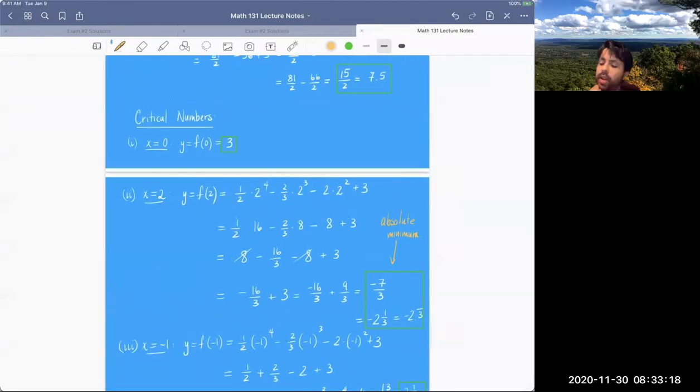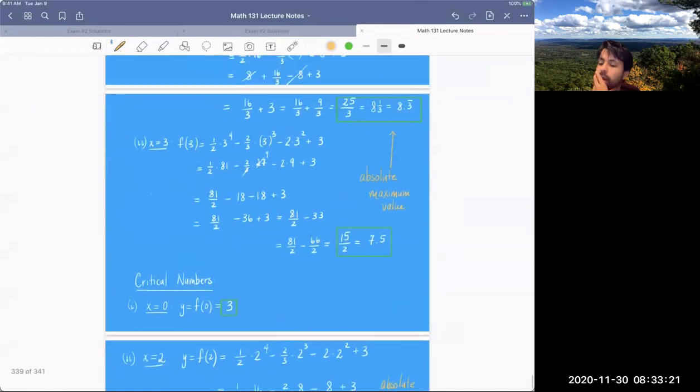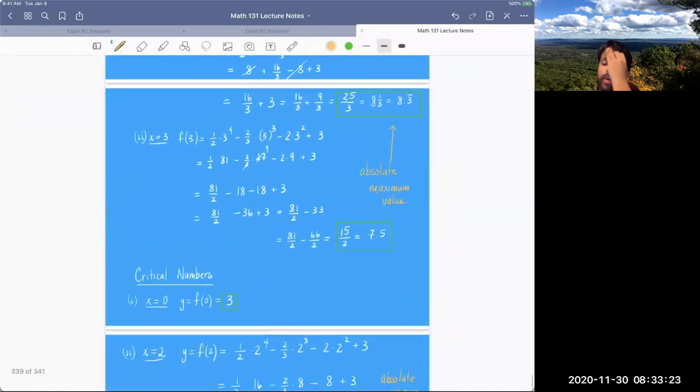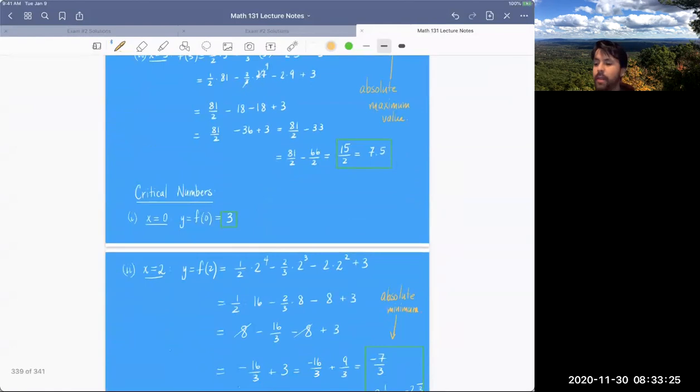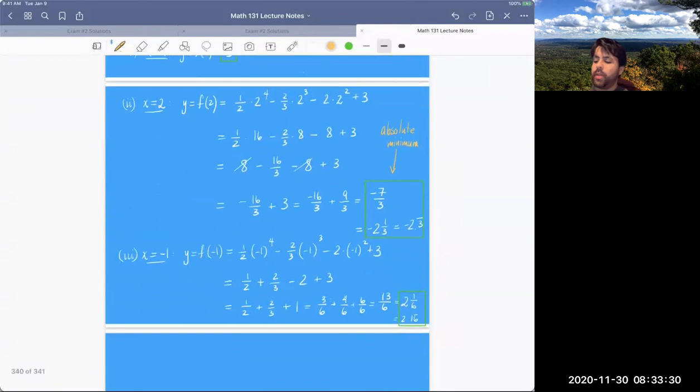So that's how you find your absolute max, absolute min. Find the y values of the endpoints, find the y values of the critical numbers, and compare. Compare which one is the biggest, which one is the smallest. And once you're able to do that, you found it. You found the absolute max and absolute min.